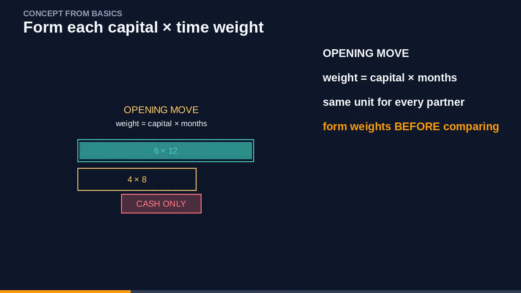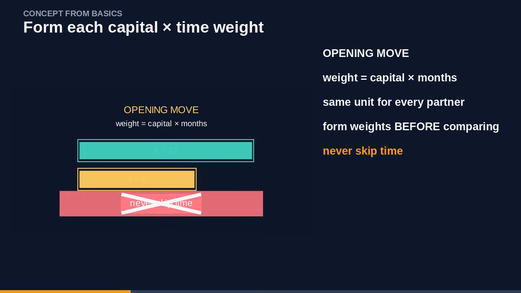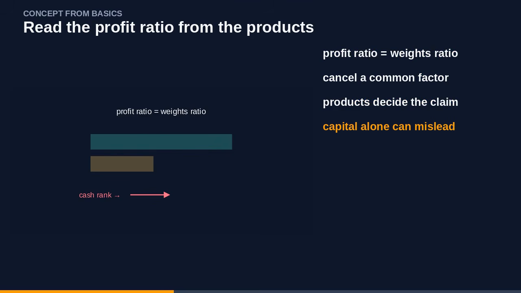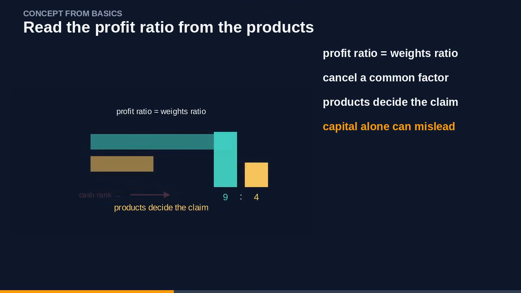Watch the opening move. Write capital times months or days, any common unit for every partner. That product is the partner's weight. Never skip the time factor when the months differ. Carry that idea forward. The profit ratio is exactly the ratio of those capital times time products. Cancel a common factor if it helps. The claim order never arises from capital alone once times differ.